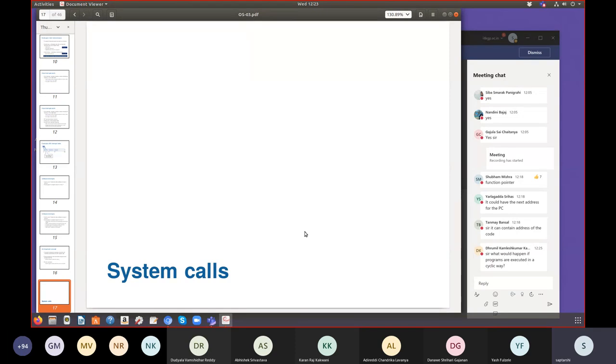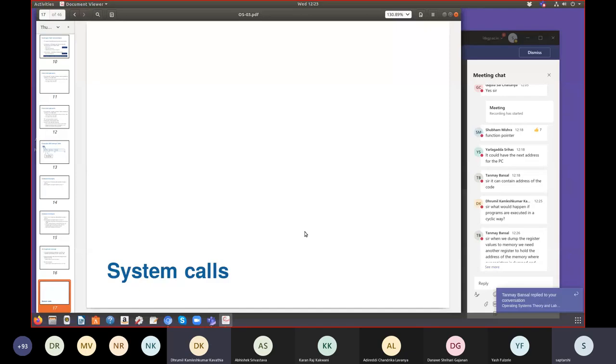I did not understand the question. So Dhrumil, can you unmute yourself? Hello, sir. Yeah. Sir, I mean, when we are executing program A, it makes an interrupt and then some program B is run and then there's another interrupt and then some program C is run and then there's another interrupt and the program A is run again. So what would happen in that case?